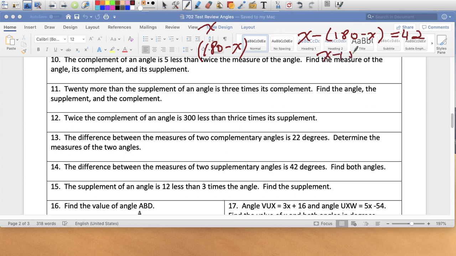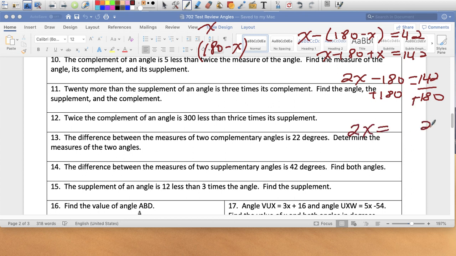Same thing. Plus x, sorry. Equals 142. X and x is 2x, minus 180 equals 142. Let's throw in plus 180. I don't know if I'm solving this all the way, but I am. Plus 180. So 2x equals 322. Divide by 2, divide by 2, x equals 166.